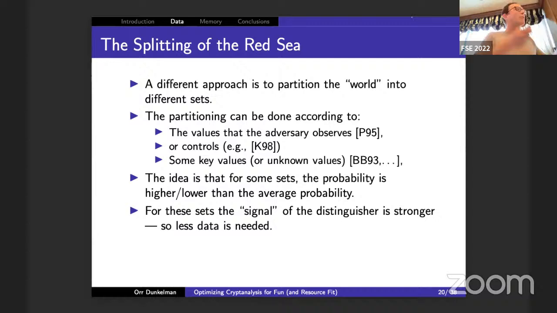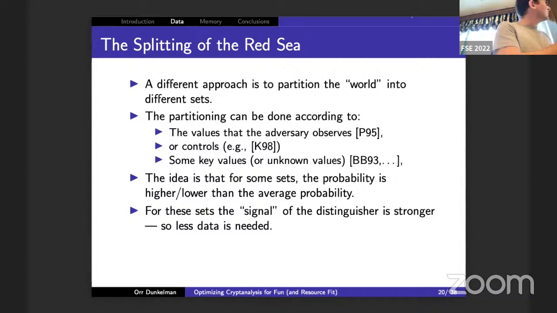Of course, you can also use it when you want the carry chain to happen. Sometimes it depends on values that the adversary controls. For example, in the chosen plaintext attack by Knudsen, you can reduce the data complexity of linear cryptanalysis by making sure that there are many plaintexts such that all of them satisfy some condition on the parity, and then you don't need to guess the key, because you already know that all the plaintexts are satisfying something or not satisfying something. And of course, you can also do it on some key values or unknown values.